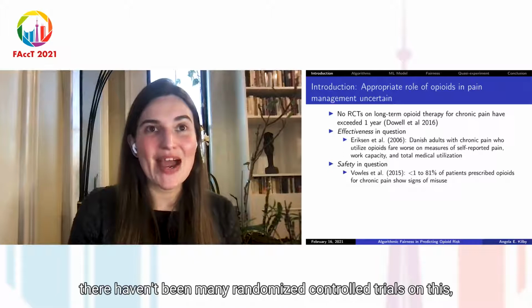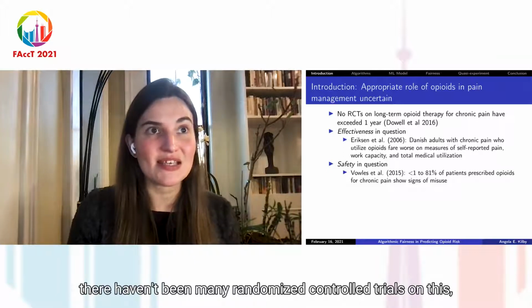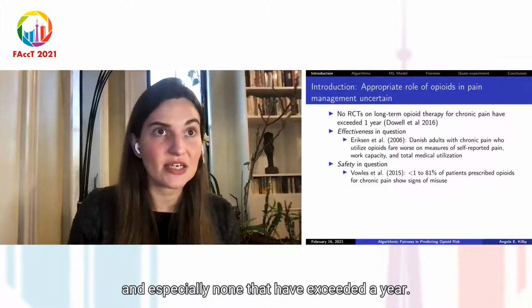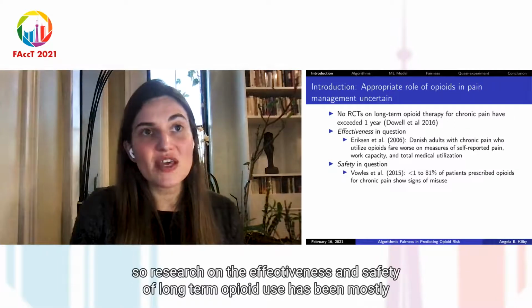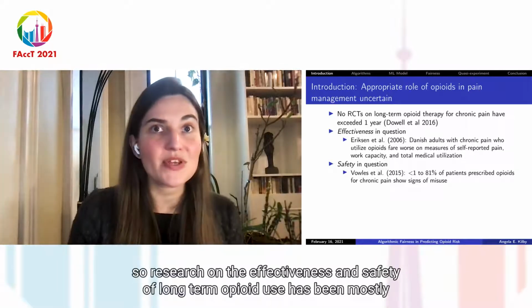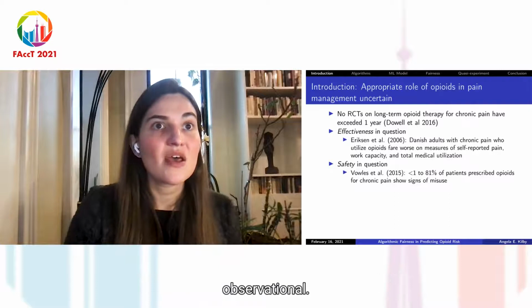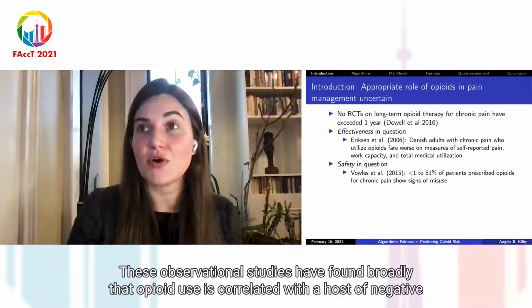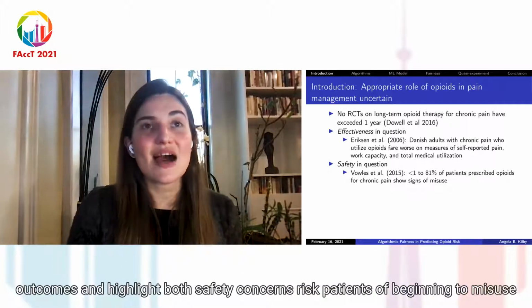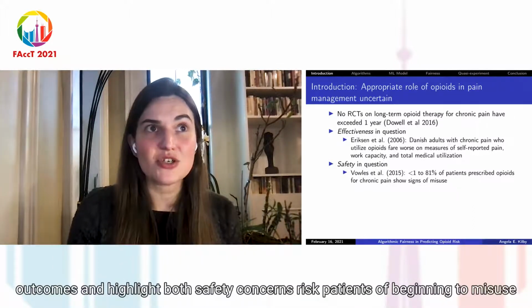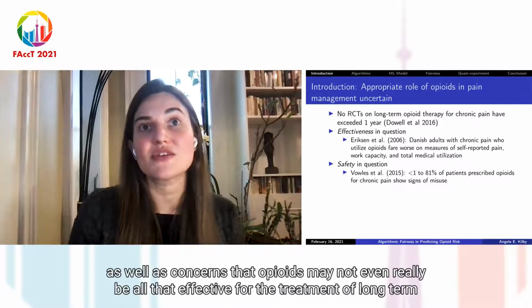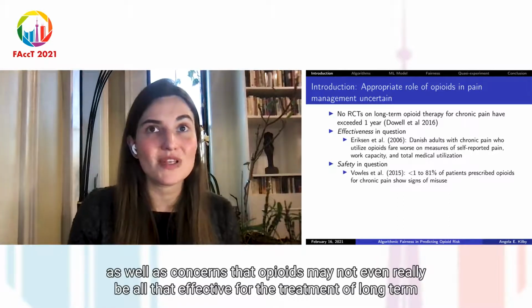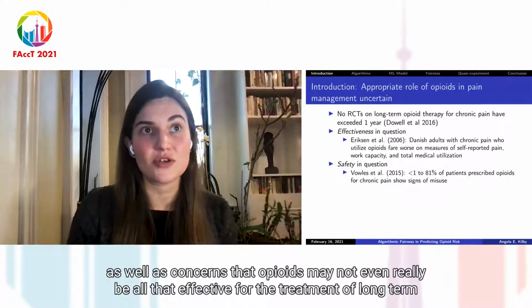As it turns out, there haven't been many randomized controlled trials on this, and especially none that have exceeded a year. So research on the effectiveness and safety of long-term opioid use has been mostly observational. These observational studies have found broadly that opioid use is correlated with a host of negative outcomes and highlight both safety concerns, risks to patients of beginning to misuse opioids, as well as concerns that opioids may not even really be all that effective for the treatment of long-term chronic pain.